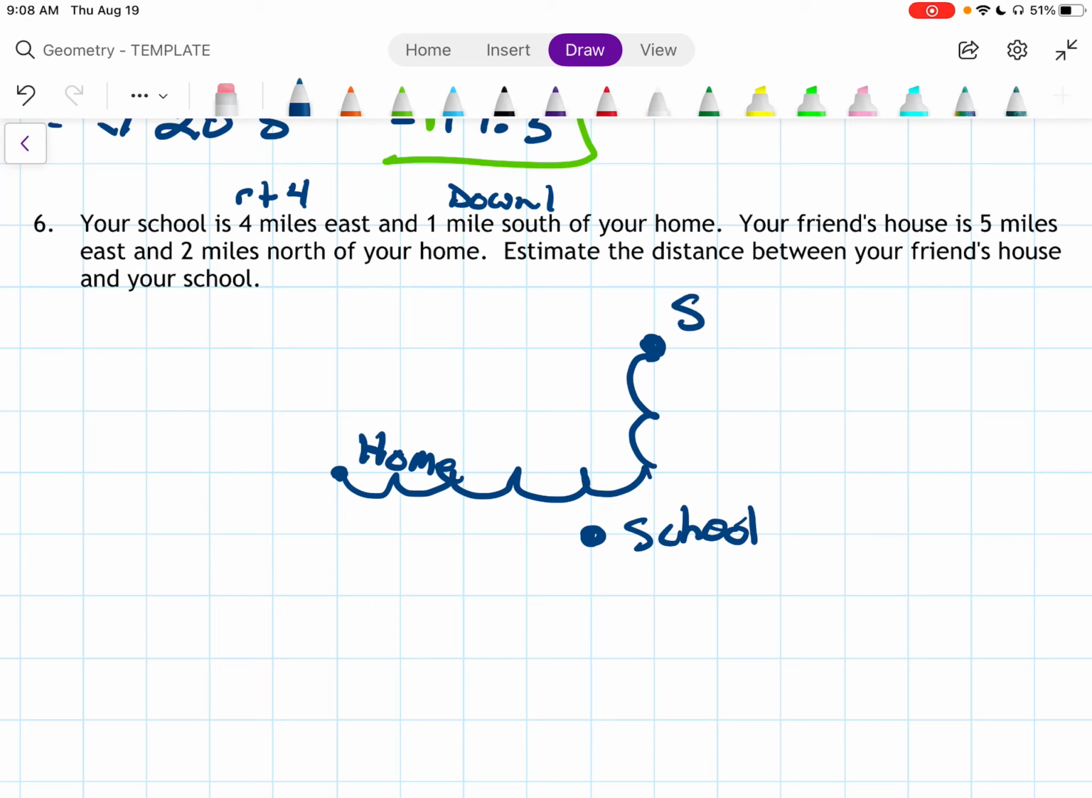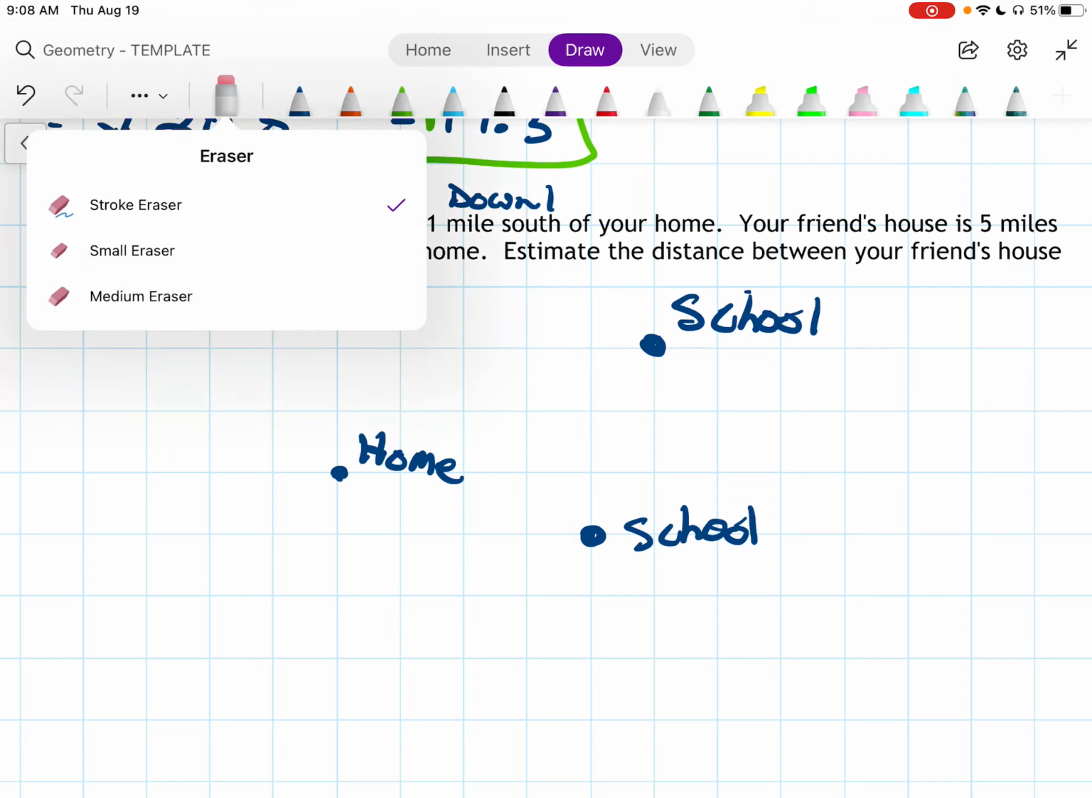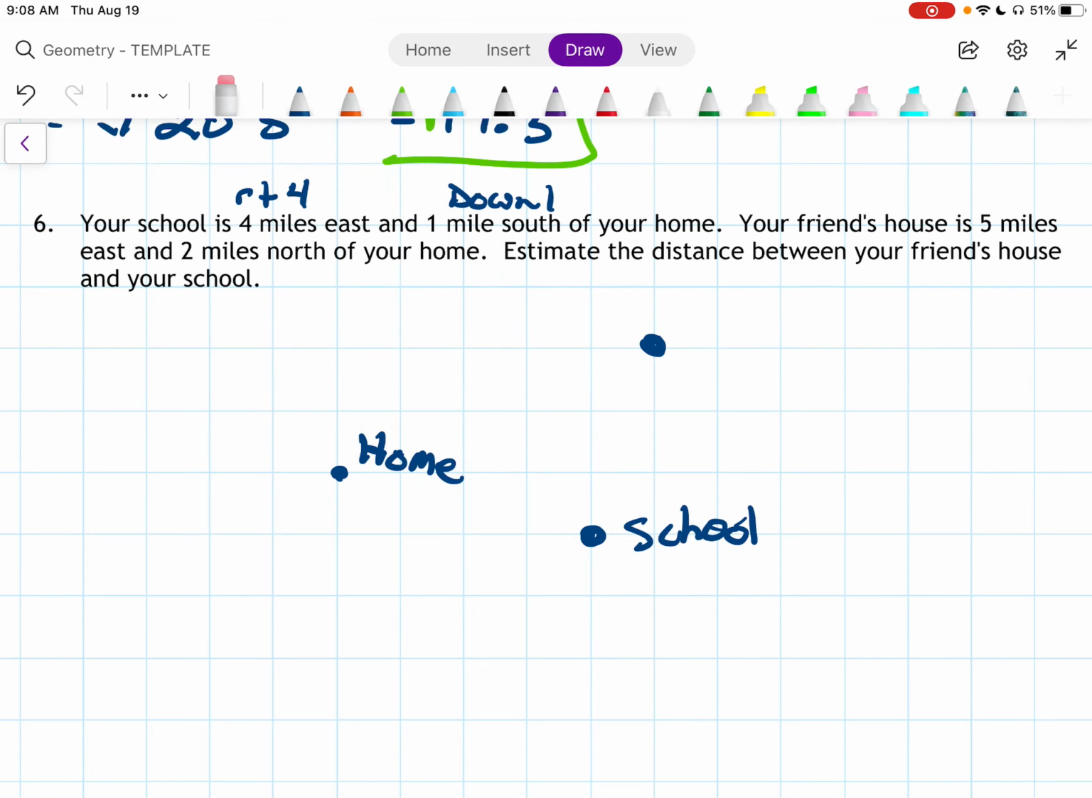This is the school. Estimate the distance between your friend's house and your school. Oh, excuse me, I mislabeled that. This is supposed to be the friend's house. I'm sorry. All right. So we're wanting to find this. How far away is the friend's house from the school?